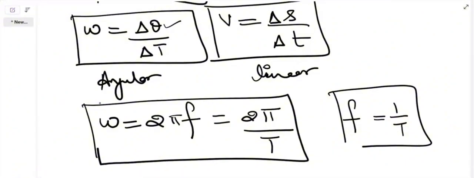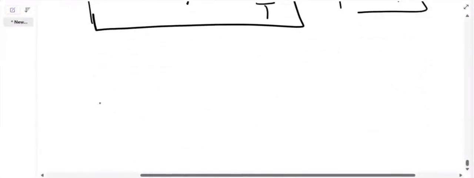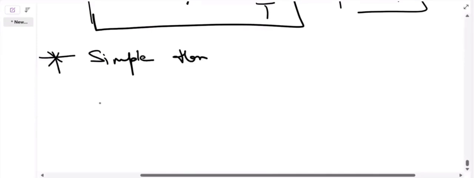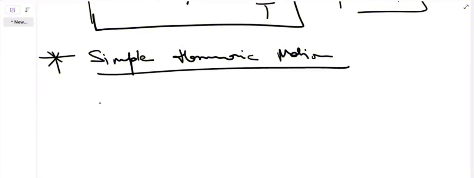No, ma'am. Sure. Understood everything? Yes, ma'am. Okay. Now the next topic, you are aware of these. Very good. Then after this we have simple harmonic motion. Okay, now pay attention. What is simple harmonic motion or SHM?